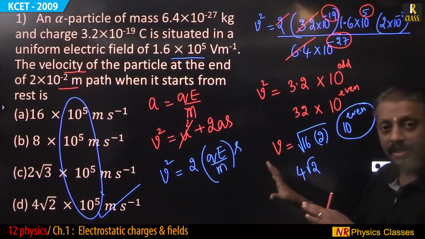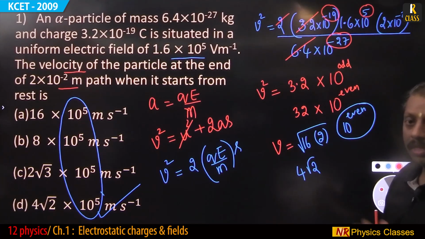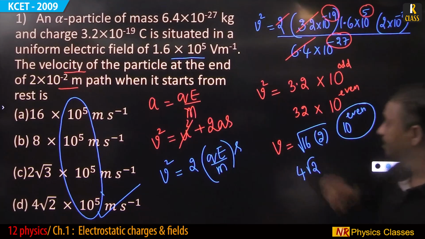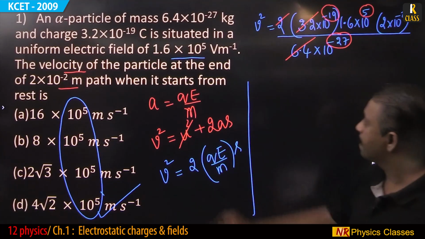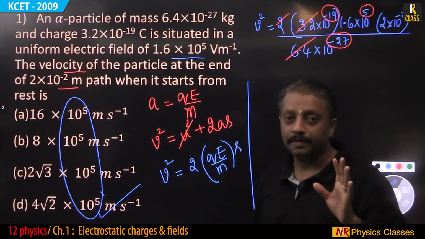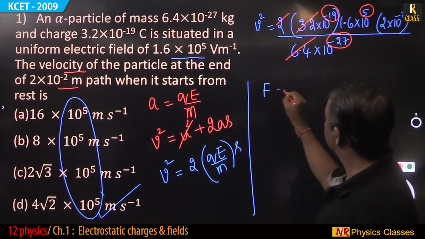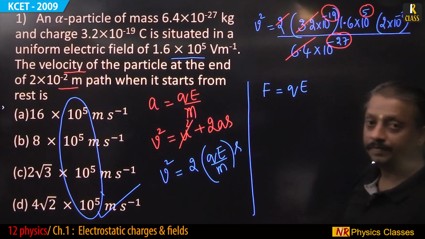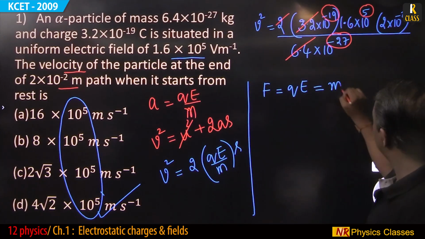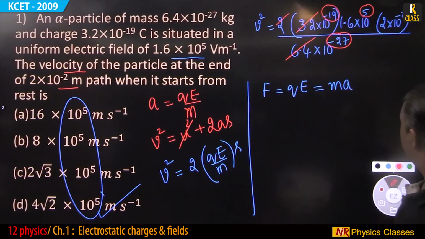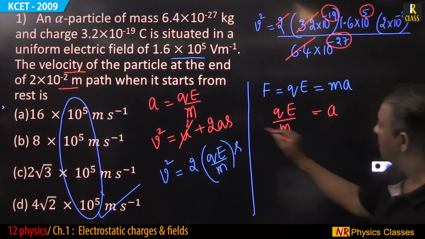Now if you are okay with this explanation, please skip it and go to the next question. Let me give a detailed explanation of this. See, an alpha particle is a charged particle, and charge in an electric field means force equal to charge into electric field. Newton's second law says this force is also equal to m into a. Therefore, acceleration is QE by m. So that I have used here.